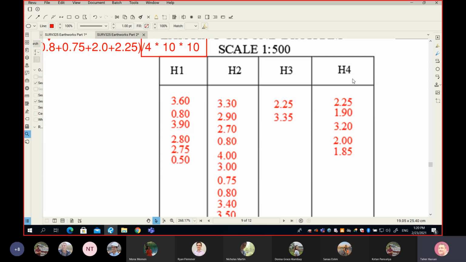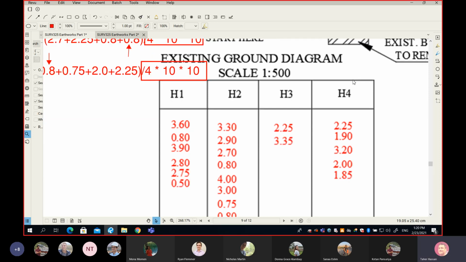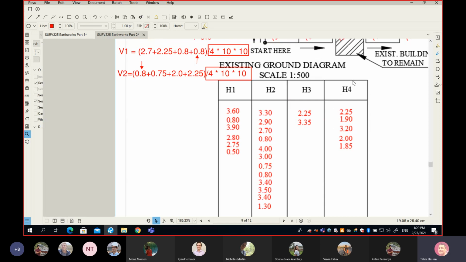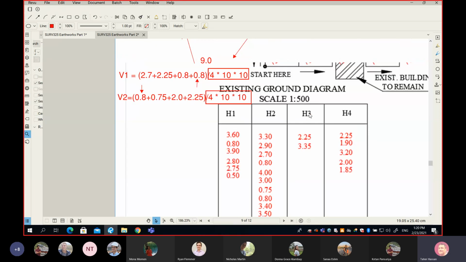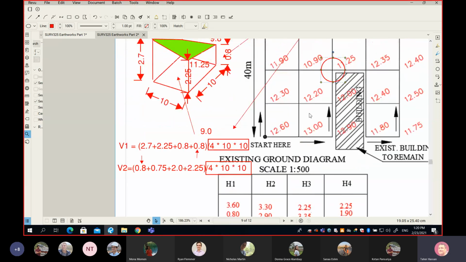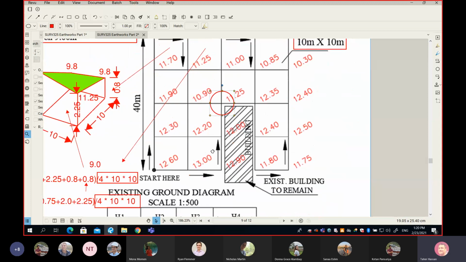H4 are depth of cut which will repeat themselves 4 times. Those are in the middle of the area. And then H3, where the ground kicks in or kicks out. So we will have H3. So what we do is we follow a very systematic way.